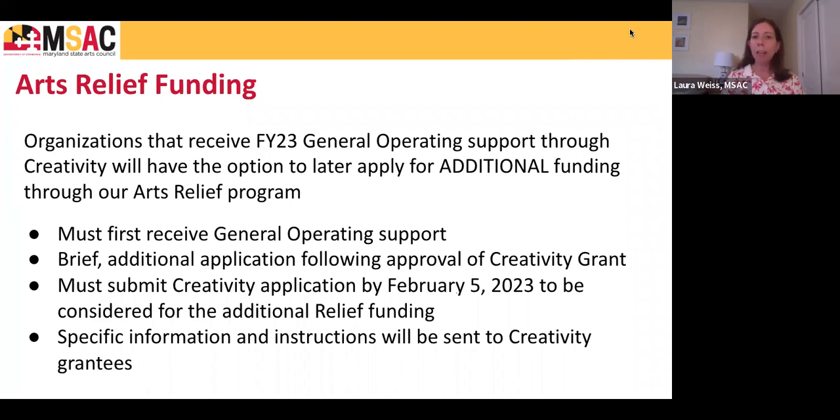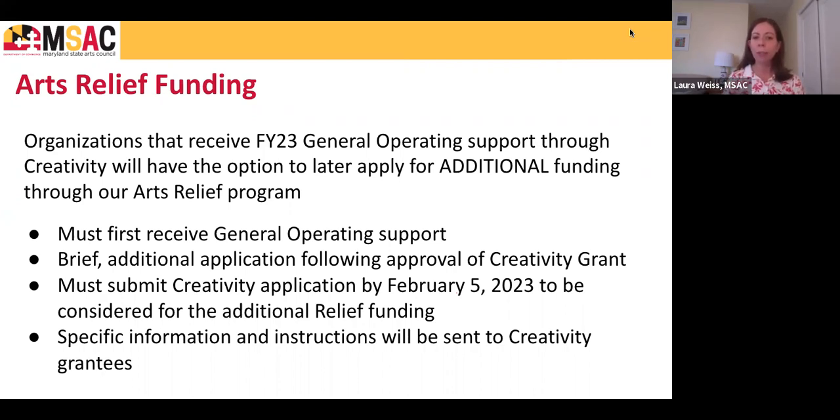If you are not currently in the GFO program, you can receive that FY23 general operating support through Creativity. And then once approved for the general operating support through Creativity, you would also have that opportunity to apply for additional arts relief funding through the Arts Relief Program. Again, it'll be a very brief application that you would basically have access to once you are approved for that general operating support through the Creativity program.